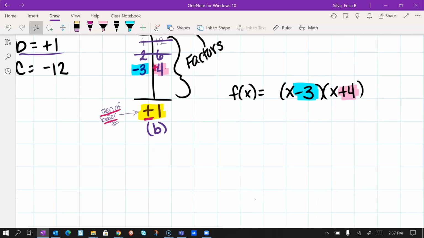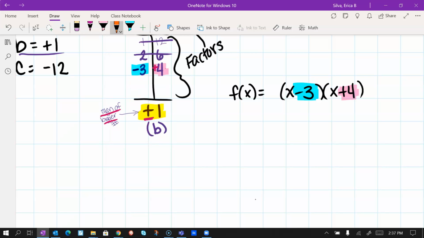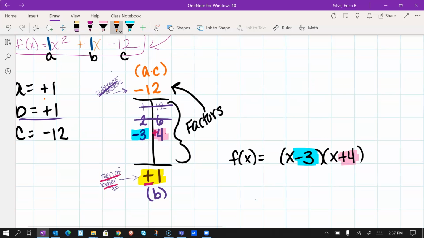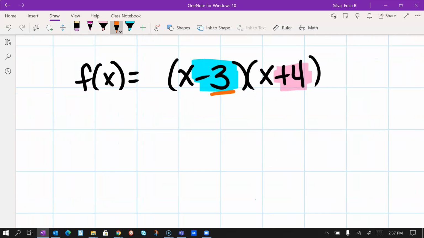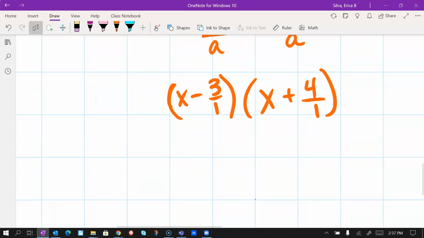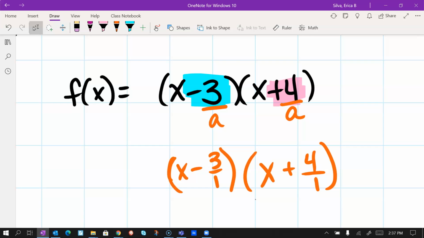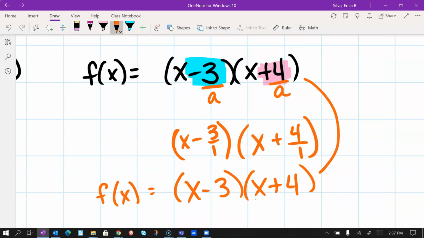And our a is 1, so we don't have to put our a. Now there is an extra step. The reason we're not doing it with this one is because my a is equal to 1. Now if I come over here, this is called the slide and divide method. We divide by a. And in this case, it's 3 divided by 1 because my a is 1. And this is 4 divided by 1. But what's 3 divided by 1 and what's 4 divided by 1? Negative 3 and positive 4, right? So it's exactly the same thing. And that's why we don't do it when your a is 1. Exactly the same. Any questions so far?